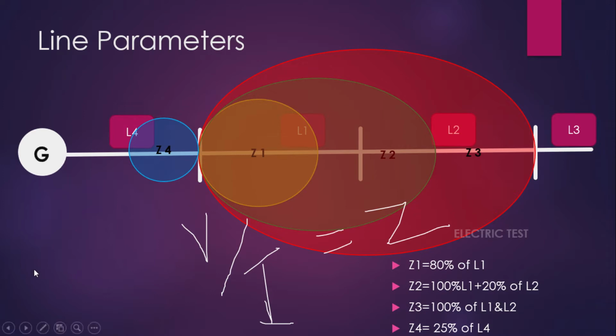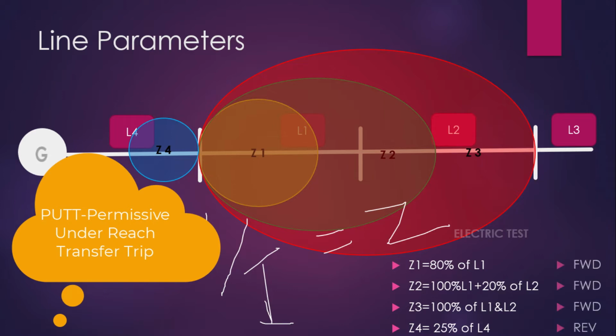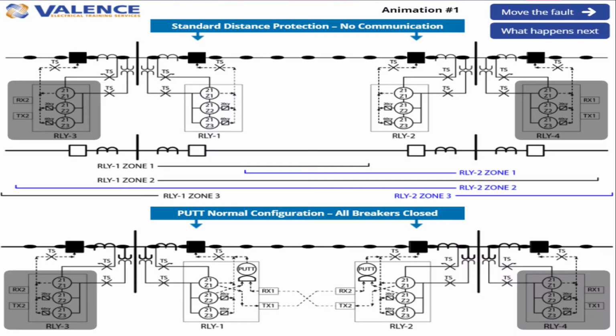How do those teleprotection schemes work? Today we are going to see PUTT, the permissive overreach transfer trip. How it works, we will see.